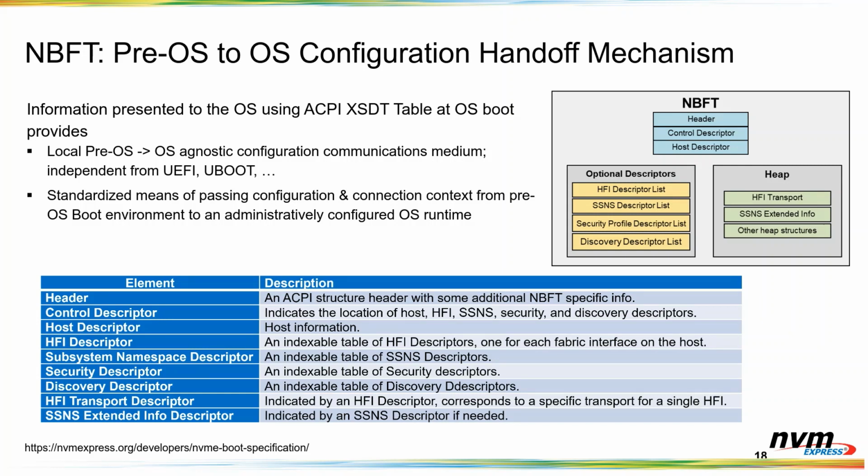As you can see from the figure on the right, the NBFT consists of really three major elements, the header, the control descriptor, and the host descriptor. Optionally, you can provide extended details to the OS through population of several other lists from descriptor elements and properties, such as the relevant hosts and remote subsystems and controller information. And together, this is the information that the pre-OS driver needed to complete its network boot. And at this point, the system is ready to transition to the OS runtime.